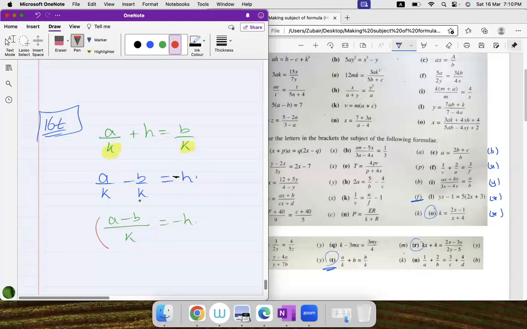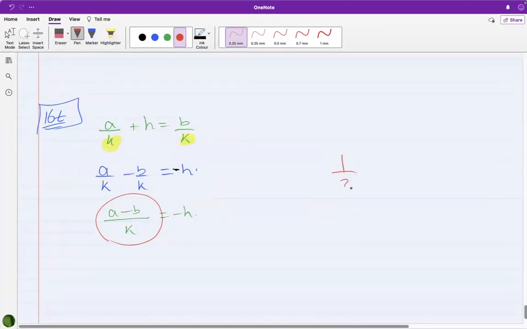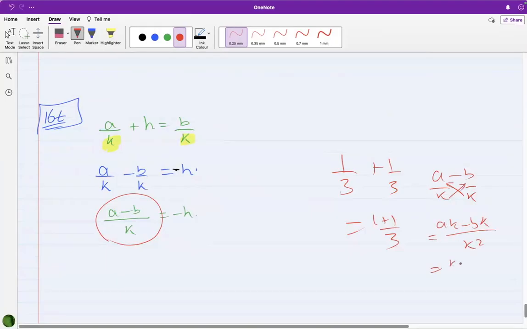Are you good with this LCM? Isn't it? So when it's the same denominator, then the top ones don't get the k's. I'll show you. 1 by 3 plus 1 by 3. Is it 1 plus 1 by 3? So this goes the same way. In other ways, if we would like to show all those steps like cross multiply, this is ak minus bk divided by k square. Now we take k common, divide by k square. So again we get a minus b over k.